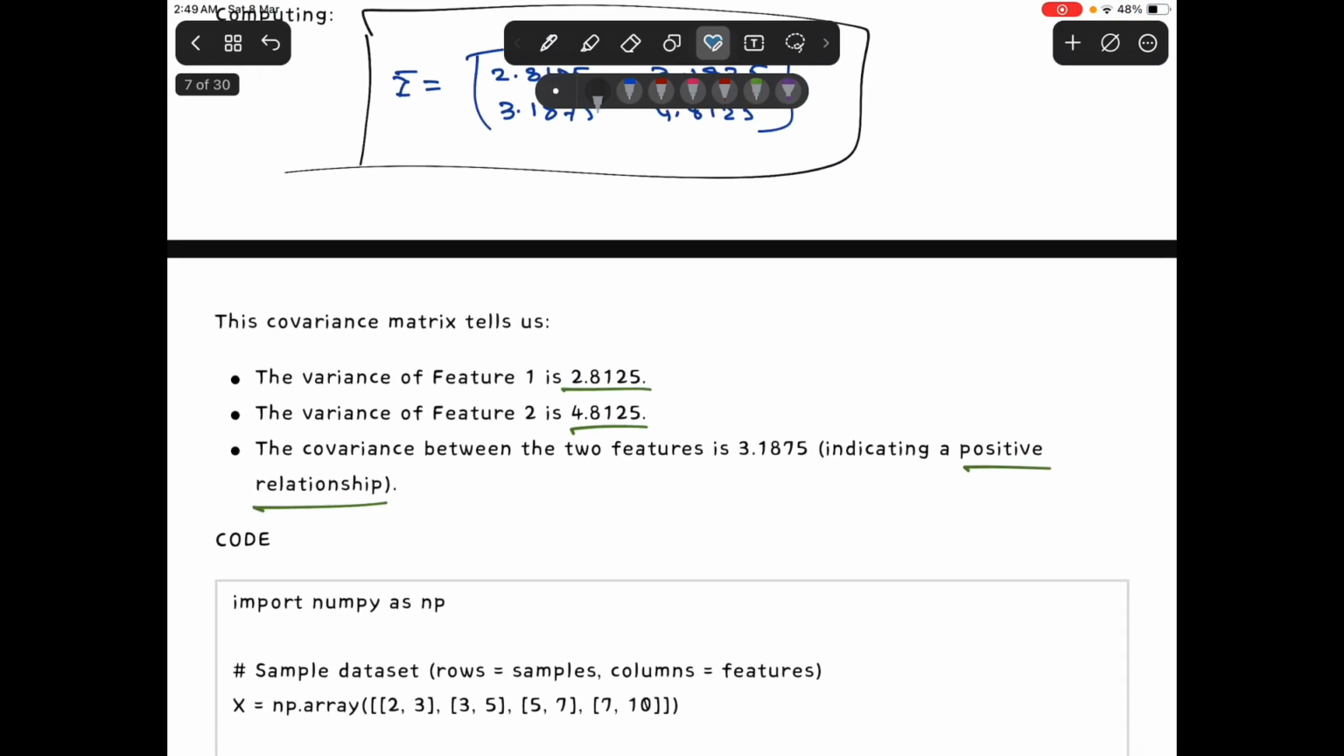So what does the covariance matrix tell us? The variance of feature 1 is 2.8, the variance of feature 2 is 4.8125, and the covariance between the two features is 3.1875, indicating a positive relationship. It means if one feature is increasing, then the other feature is also increasing. So this is the coding part.